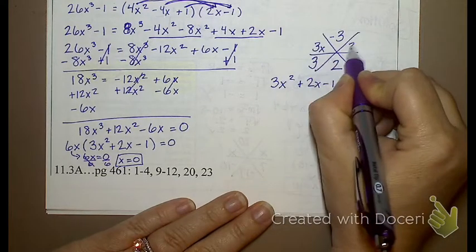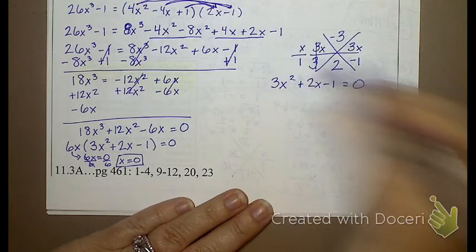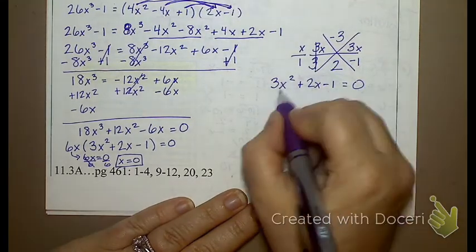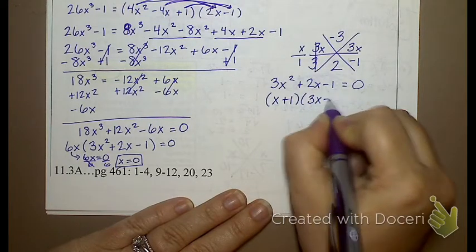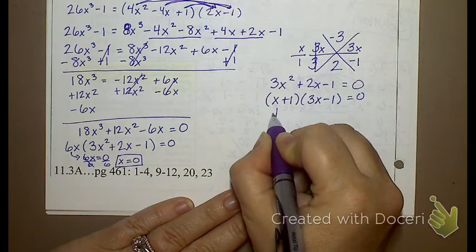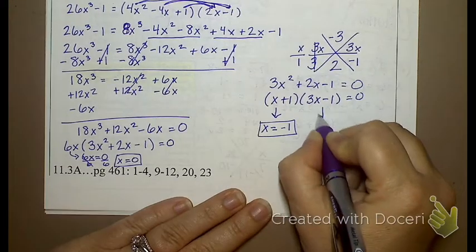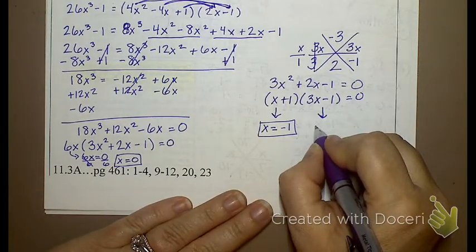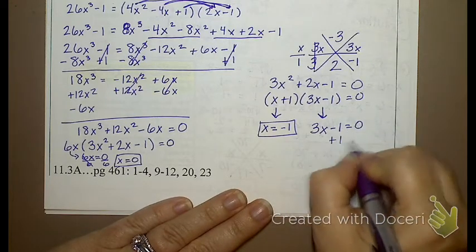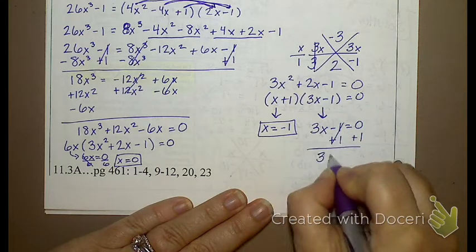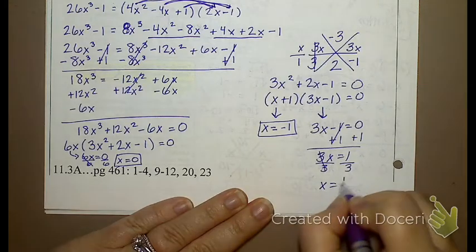What goes on the top? 3x and 3x. This one reduces to what? X over 1? That one doesn't. So what are my 2 parentheses? X plus 1 and 3x minus 1. So from here I get the answer what? X equals negative 1. From here, what do I get? 1/3. If you can't see it right off the bat, then do the work for it. Add your 1. 3x equals 1. Divide by 3, x equals 1/3.